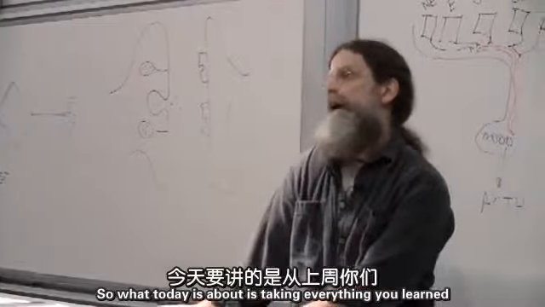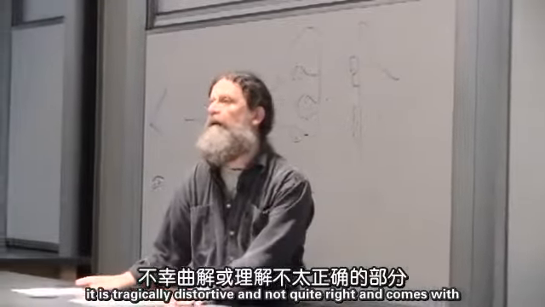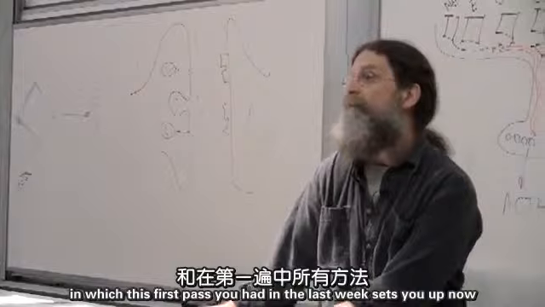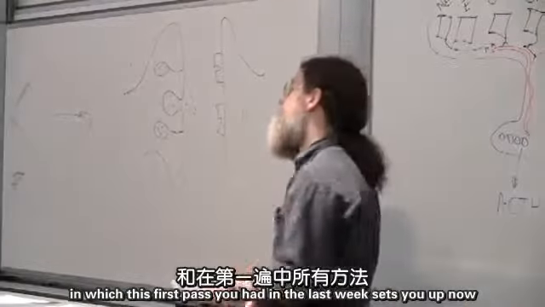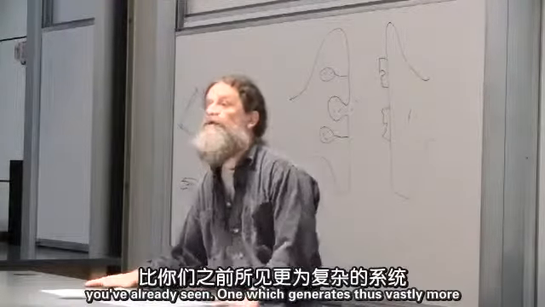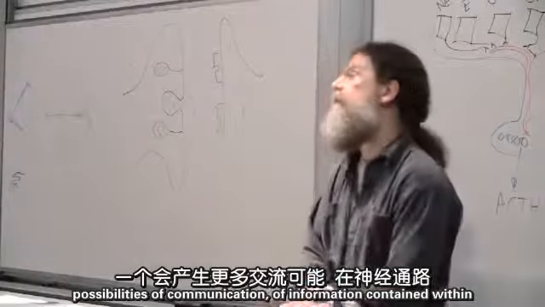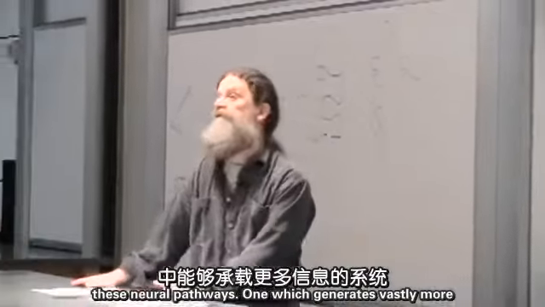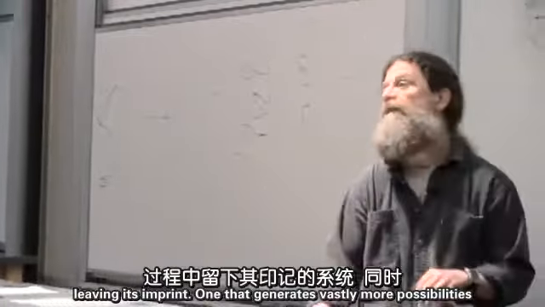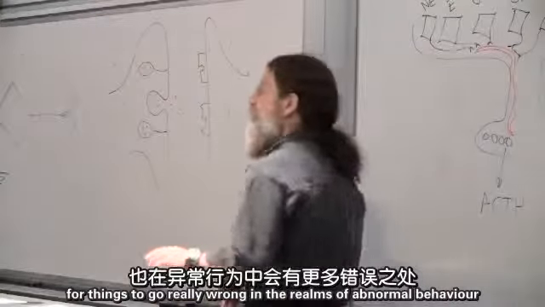So what today is about is taking everything you learned over the last week and discovering the ways in which it is tragically distortive and not quite right and comes with all of these, but wait a seconds and qualifiers, and all the ways in which this first pass you had in the last week sets you up now for appreciating an enormously more complicated system than you've already seen, one which generates thus vastly more possibilities of communication, of information contained within these neural pathways, one which generates vastly more possibilities of individual differences and of experience leaving its imprint, one that generates vastly more possibilities for things to go really wrong in the realms of abnormal behavior.